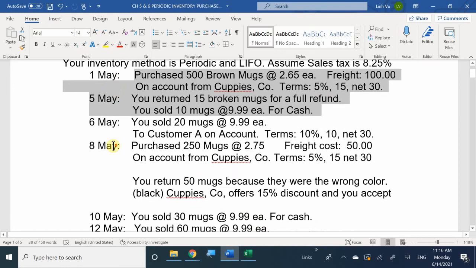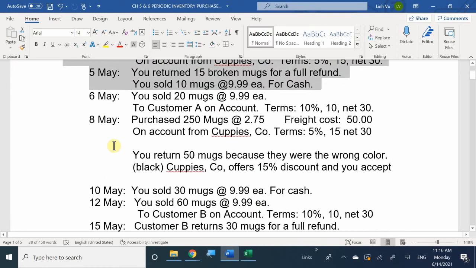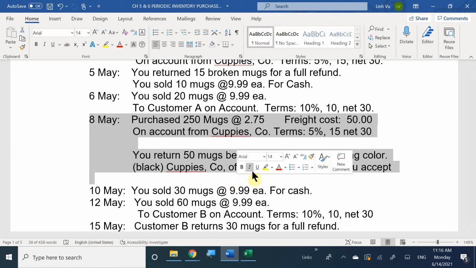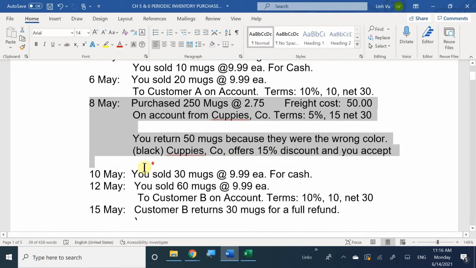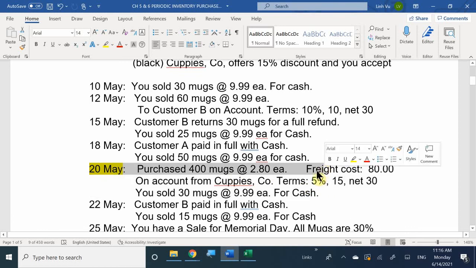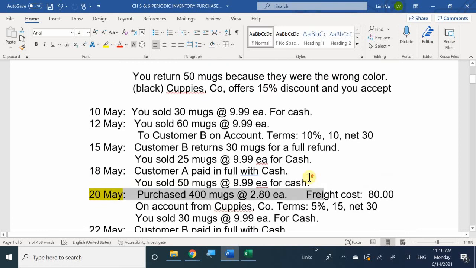Then we also made a second purchase of mugs on the 8th of May, where we got 250 mugs. However, 50 of them were the wrong color. We didn't make any changes here. We kept the mugs, but we got a discounted amount. So that's bill number 2. And last but not least, we made a purchase of mugs on May 20th, with no returns or anything here. So let's go ahead and take a look.